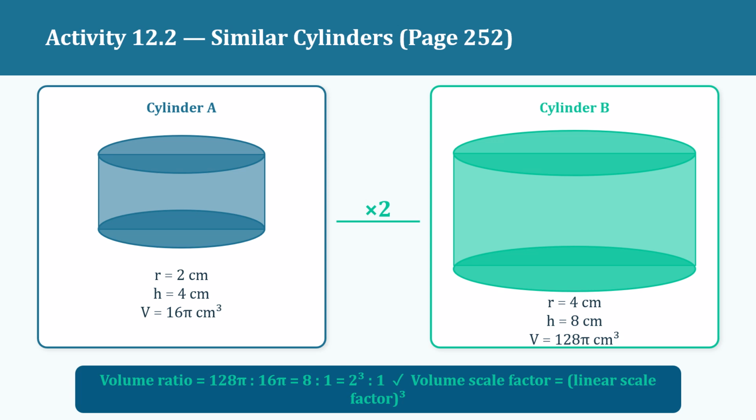So the volume of the cylinder, you can calculate using the formula 1 over 3 pi r squared h. It's going to be 16 pi cubic centimeters. And the volume of cylinder B is going to be 128 pi cubic centimeters. Now, if you find the volume ratio, dividing VB by VA, it's going to be 8. And we know that 8 is 2 cubed. So it is still satisfying the relationship we made previously.